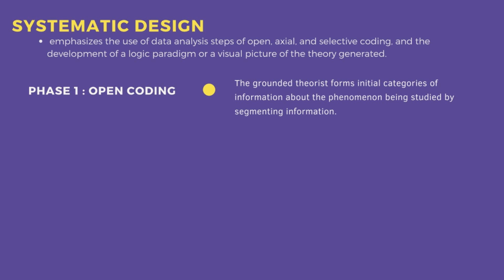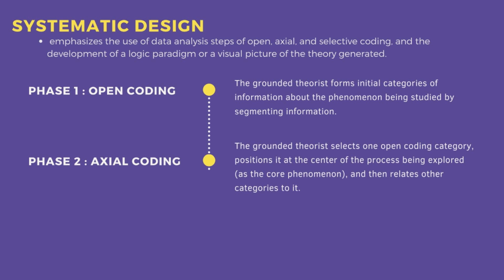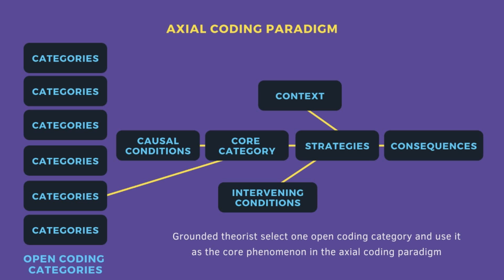Open coding, acquired in the first phase: the grounded theorist forms initial categories of information about the phenomenon being studied by segmenting information. The researcher bases categories on all data collected, such as interviews, observations, and researchers' memos or notes. Axial coding: the grounded theorist selects one open coding category, positions it as the center of the process being explored, or as the core phenomenon, and then relates it to other categories.